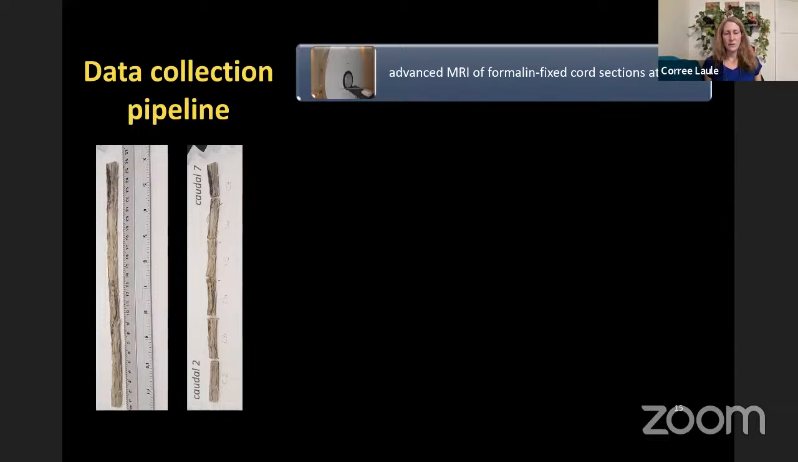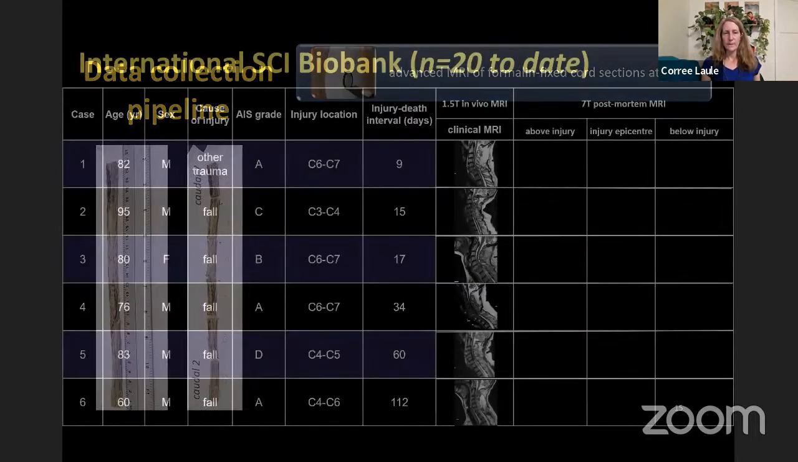We cut the cord into 4.5 centimeter segments and then do imaging of the methods I just described on our 7 Tesla preclinical system. So this is a magnet that would normally be used for mice, rats, anything small, but we're using it for our tissue samples.